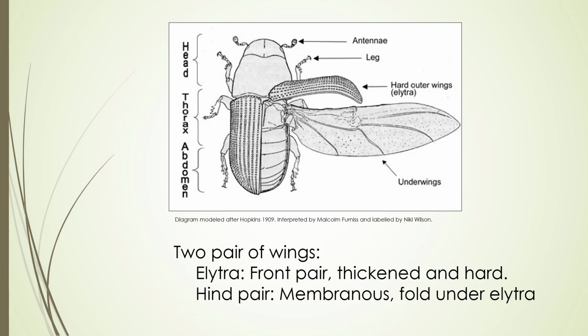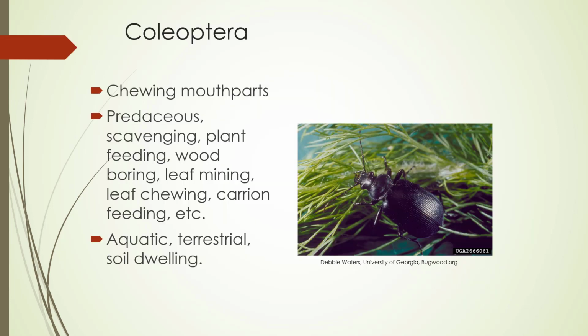They have two pairs of wings. The elytra, the front pair, are thickened and hard. When you think of a lady beetle, you think of that colorful wing that they have. And then the hind pair are membranous and they fold under the elytra. They have chewing mouth parts. They're predaceous, scavenging, plant feeding, wood boring, leaf mining, leaf chewing, carrion feeding, etc. They can live in aquatic, terrestrial, and soil dwelling conditions.